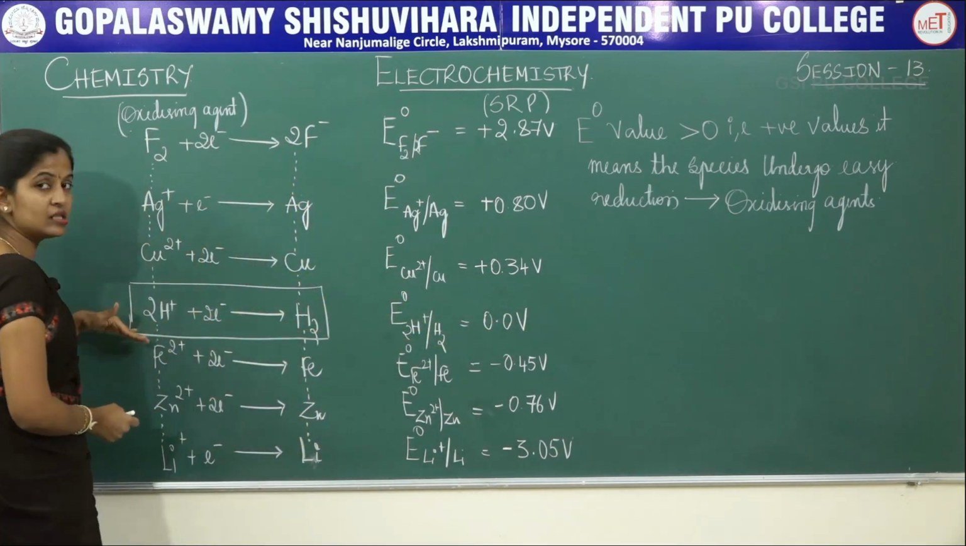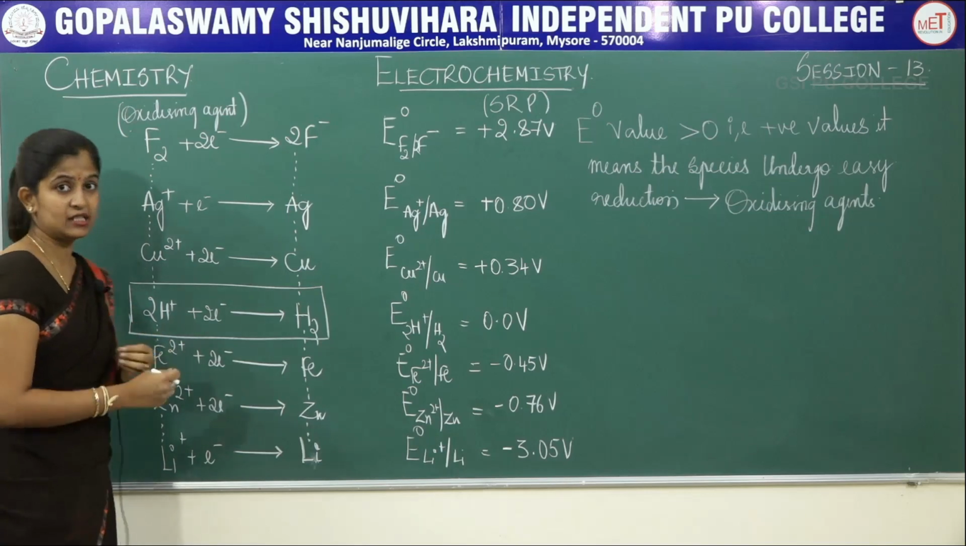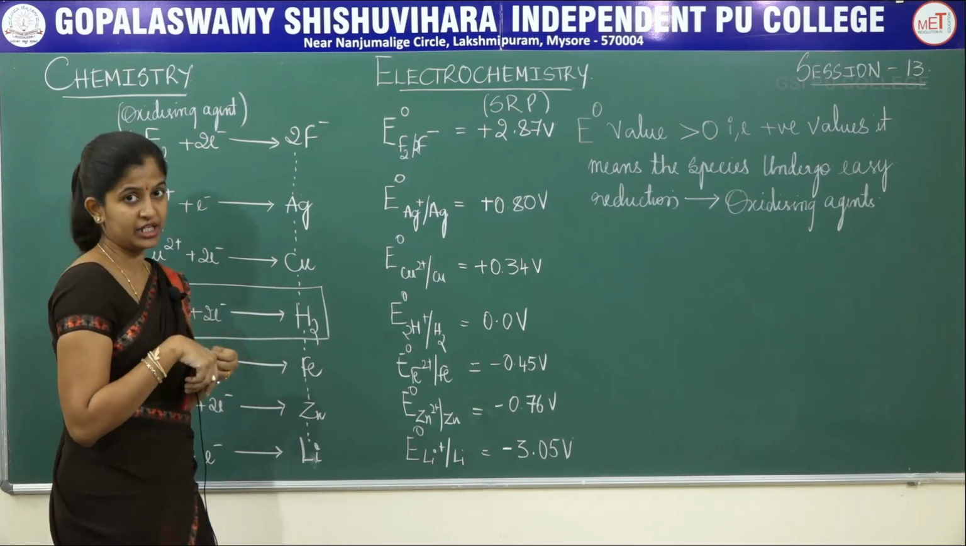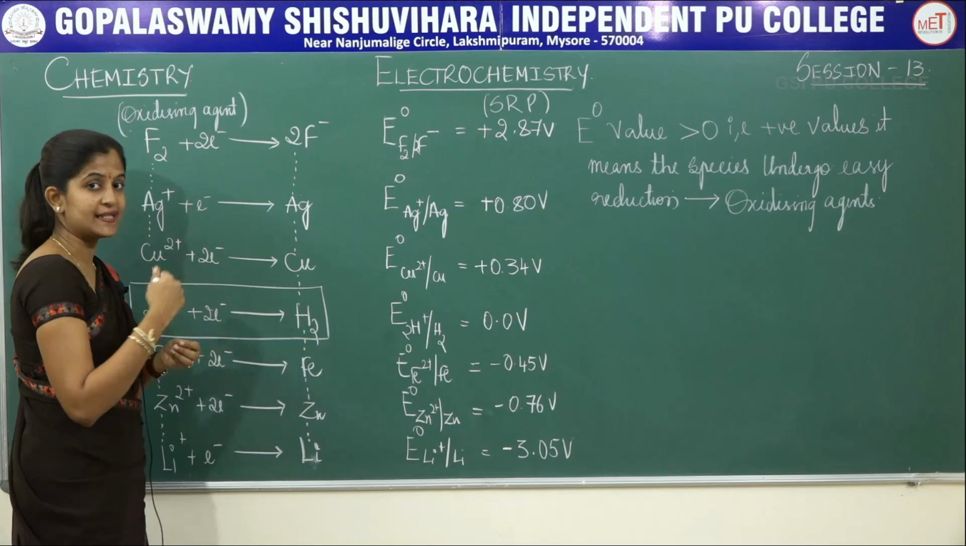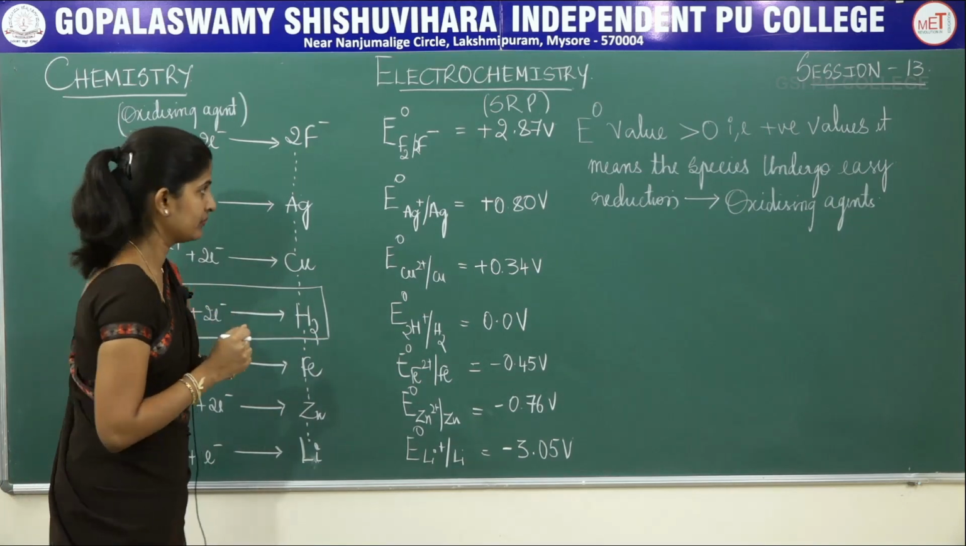However, here hydrogen is 0. That is, it can act as both an oxidizing agent and a reducing agent. That is, it can act as a cathode as well as an anode. We have studied this in your sheet.